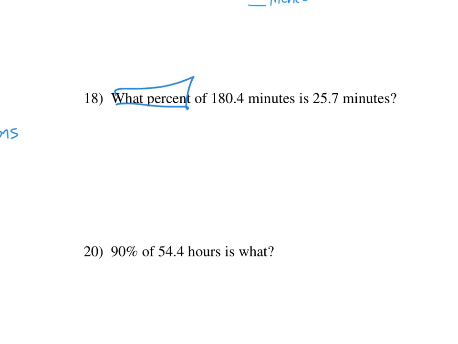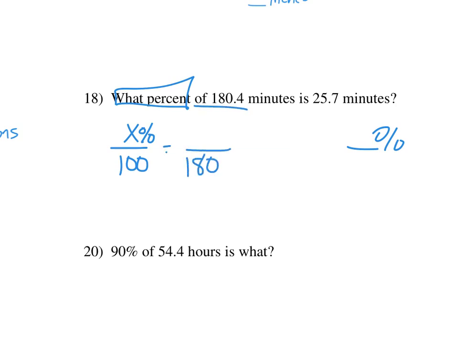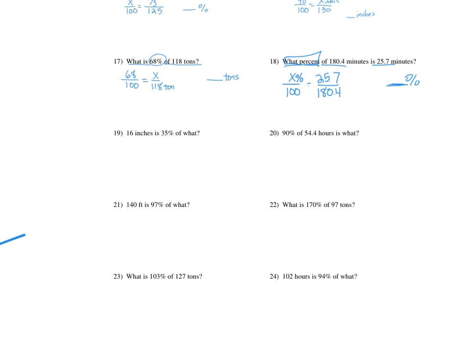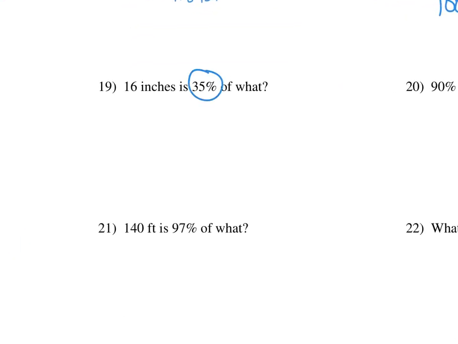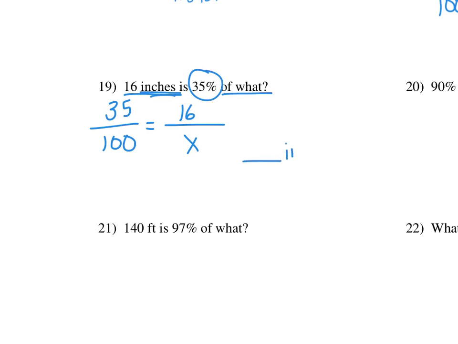All right, what percent? I don't know the percent, and I'm looking for the percent. So my answer is going to be a percent. Of 180.4 is 25.7, but I'm looking for a percent as your final answer on this because it asks for what percent. 35%. 16 inches is of what? Is. So 16 of what? This is going to be an inches answer. So how many inches?